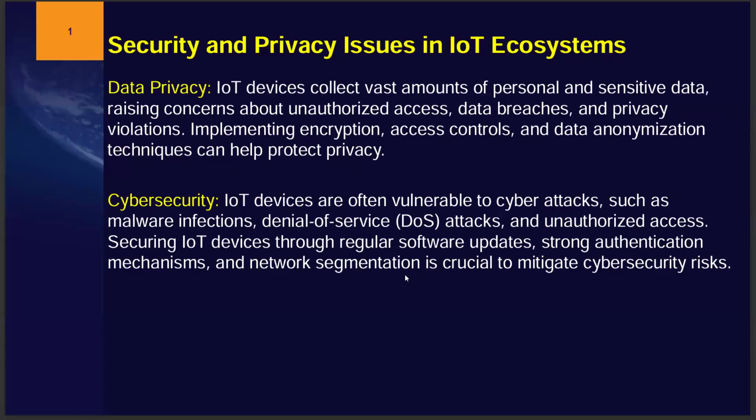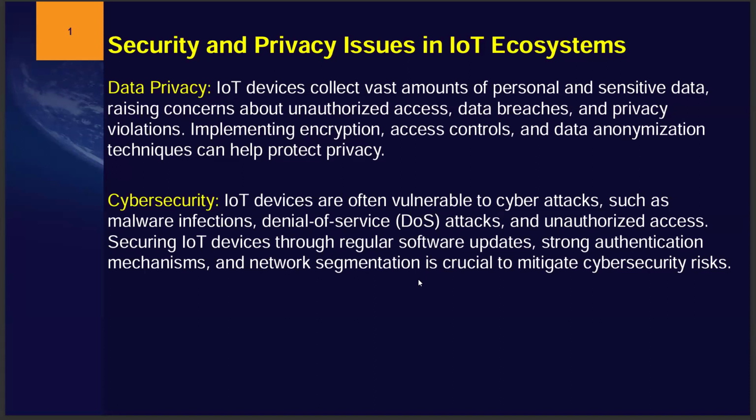Now, how do you ensure that the security of our data is safe? Data privacy: IoT devices collect vast amounts of sensitive data, raising concerns about unauthorized access. People are worried that since you are collecting our data, there may be security breaches and privacy violations, hence the implementation of encryption, access controls, and data anonymization. Anonymization is a technique where you protect users' identity. You only give data which is meant to be given out, that cannot give the true meaning of the data.